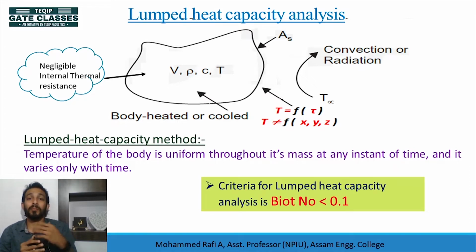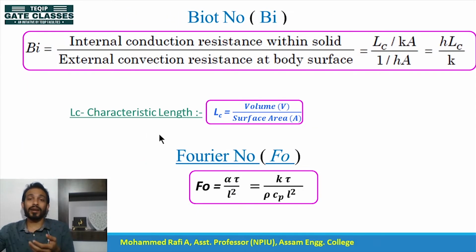We can apply this only if the Biot number of the system is 0.1 or less than 0.1. We have defined how to find out the Biot number for different size and shape of the object. It is hL divided by k of the solid. Here L is the characteristic length, which can be calculated by the ratio of volume divided by surface area. And there is another non-dimensional number that is called Fourier number.